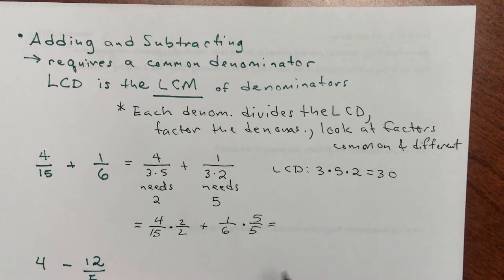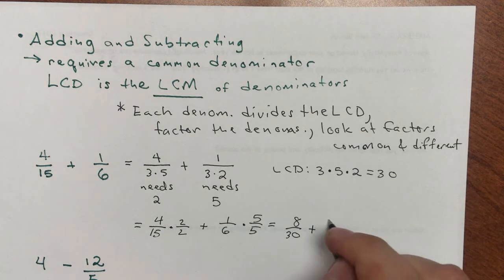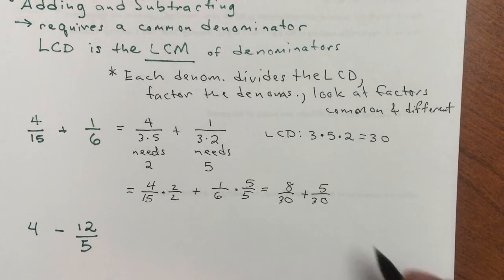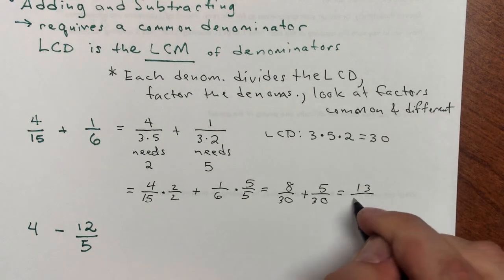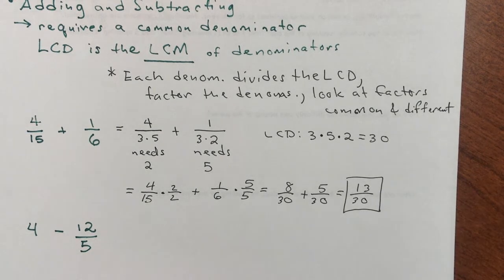So what does this give me? Well, this gives me 8/30 plus 5/30. 8/30 plus 5/30 is 13/30. At this point, I would, of course, look to simplify this fraction if I could, but clearly 13 is prime, so it doesn't share any factors with 30.